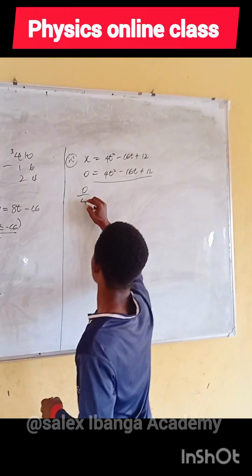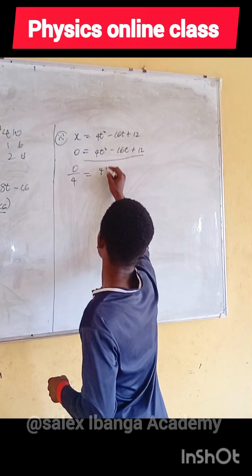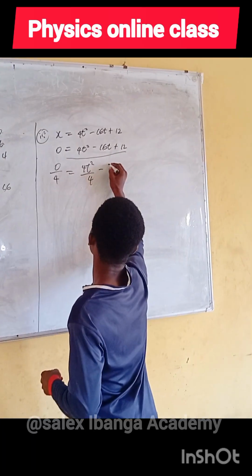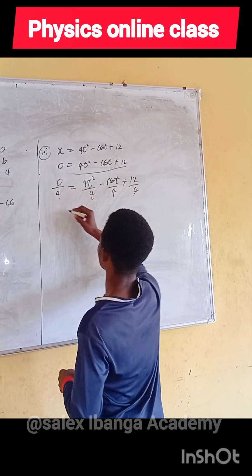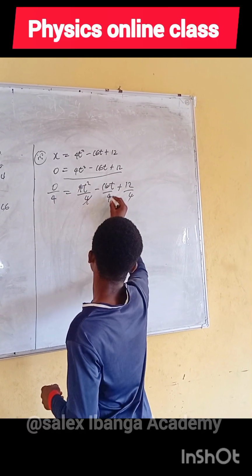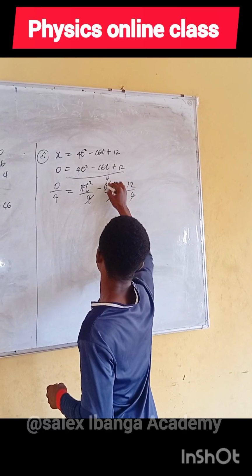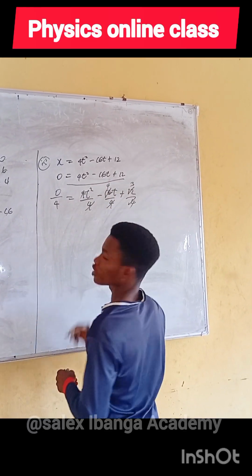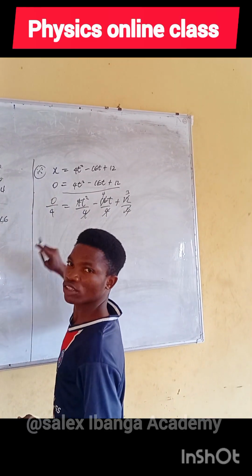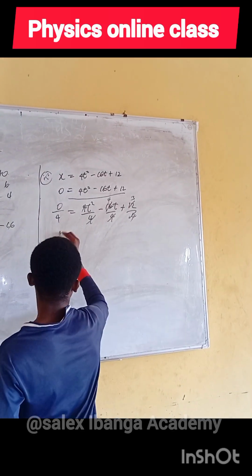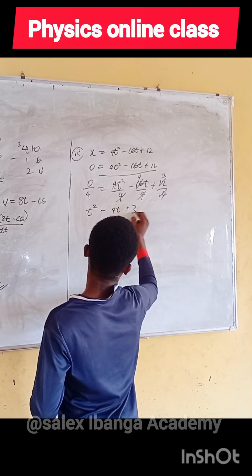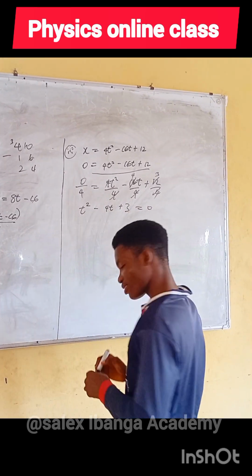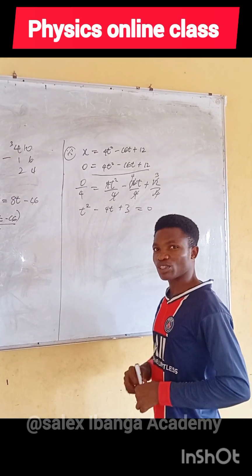So that will be 0 over 4 equals 4t squared over 4 minus 16t over 4 plus 12 over 4. This one will cancel, this reduces to 4, this reduces to 1, and 0 divided by 4 is 0. So I have t squared minus 4t plus 3 equals 0. This is a quadratic equation.